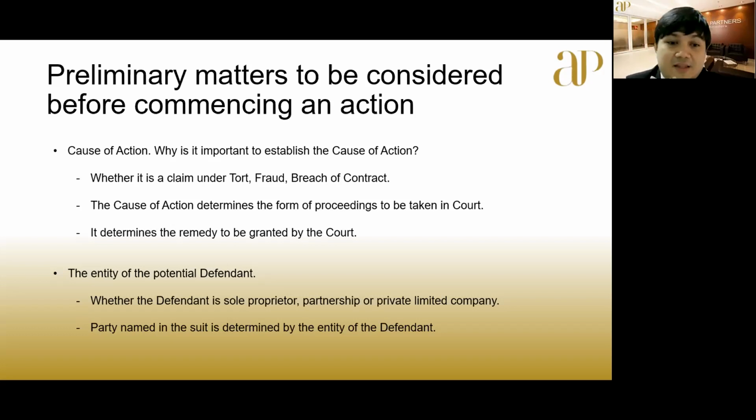Okay, so the next is the entity of the potential defendant. If the defendant is an individual, then it's not really a problem. However, if the defendant is a company, or a sole proprietor, or private limited company, or another term, Sendirian Berhad, then the name of the party of the suit will be different. For example, if you are suing a private limited company, then you will sue under the name of the company. But if you are suing a sole proprietor, then you will sue the sole proprietor in his personal capacity. However, you'll be suing it under the name and style of the company.